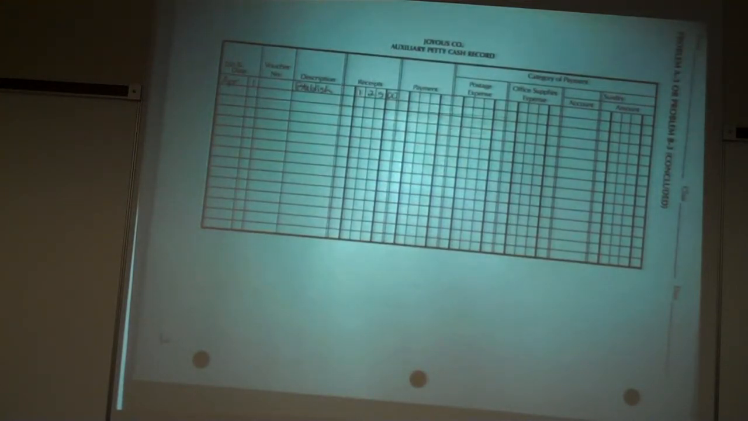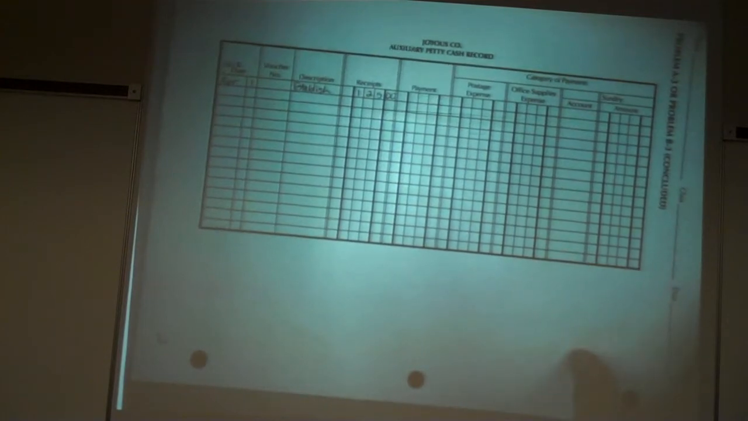And they gave us a problem where we had the general journal, and then we had the auxiliary petty cash record. And when we saw the word voucher, we knew it had to go in here. It doesn't get recorded in the journal until we replenish or fill that petty cash back up. So we're just going to keep track of it on the auxiliary petty cash. Let's see if I have one where it's finished.